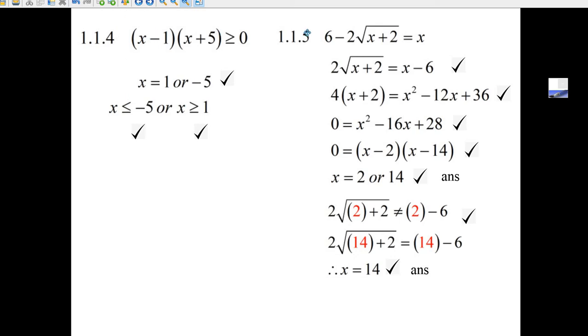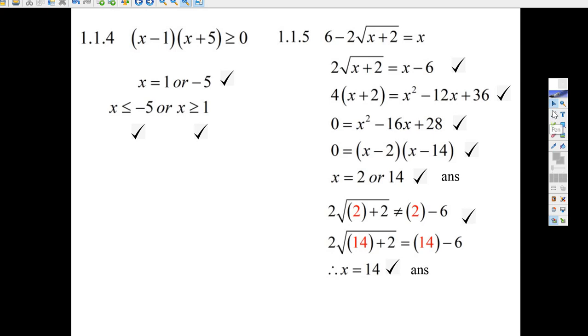And then there's a third equation here. What do we do? We subtract 6, and we've got minus 6 here. And then what I do is I square both sides. There should be a minus 2 right here. Maybe I could write that in. That minus 2 stays there.